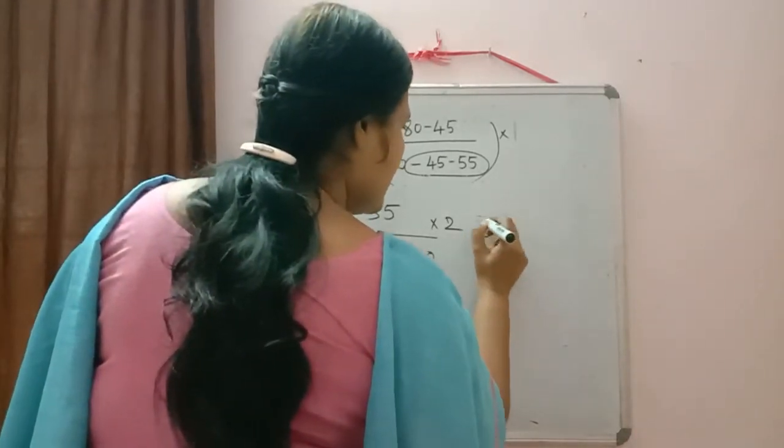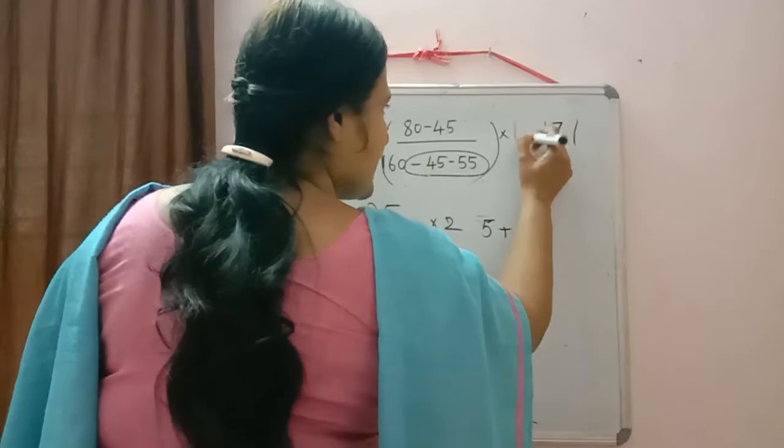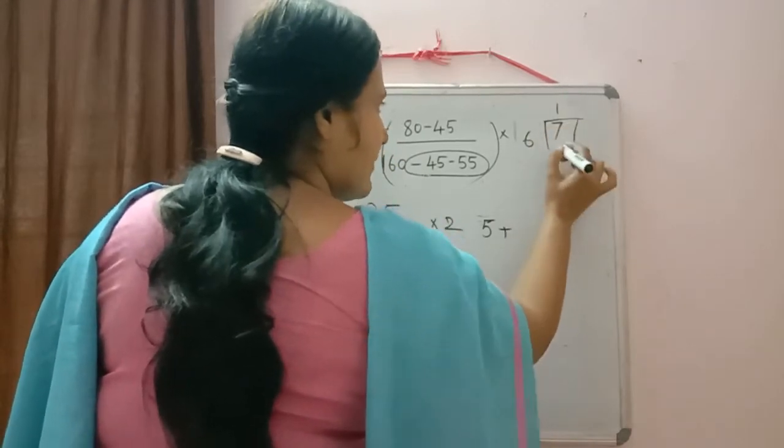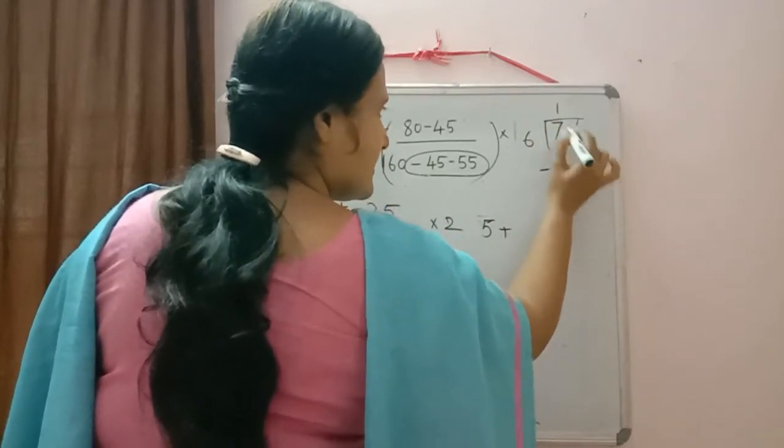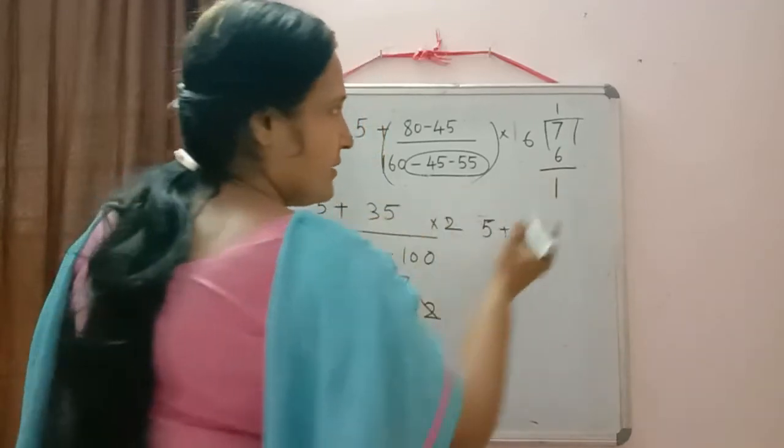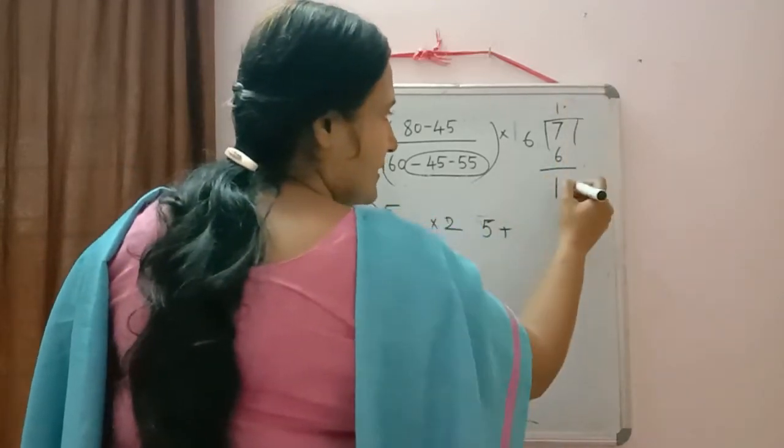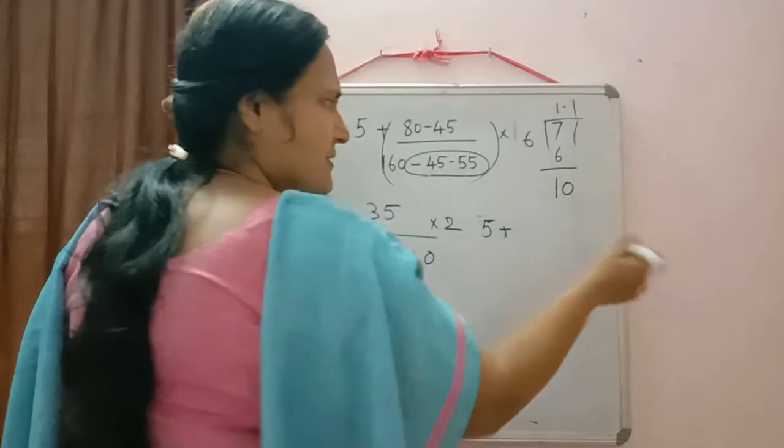So here only we can convert into decimal. 5 plus. Now here it is written 7 by 6. Now we can cancel it. 6 ones are 6. 7 minus 6, 1. Now what we will do, we will put a decimal. Then here 0 will come. So 6 ones are 6.